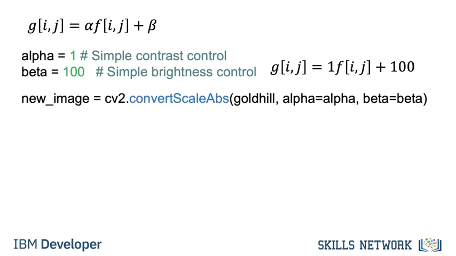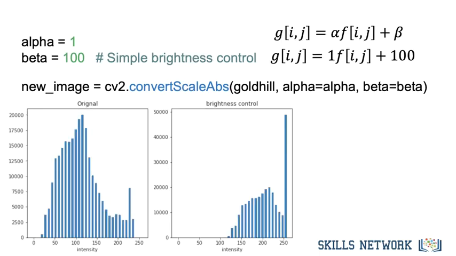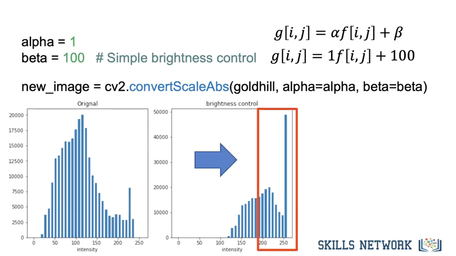Rather than using array operations, we use the function convertScaleAbs after applying the transformation. The function scales and calculates absolute values, so the intensity values fall in the 0 to 255 value range. We see the image is much brighter. We see the histogram of the bright image has shifted to the right. A lot of the intensity values have been mapped to the point value of 255.